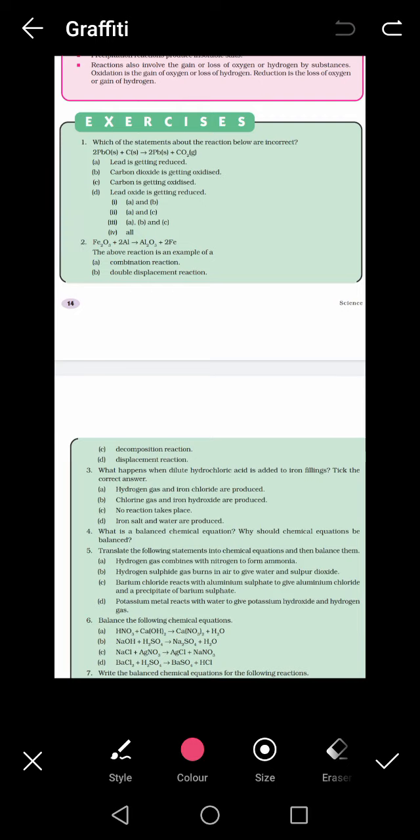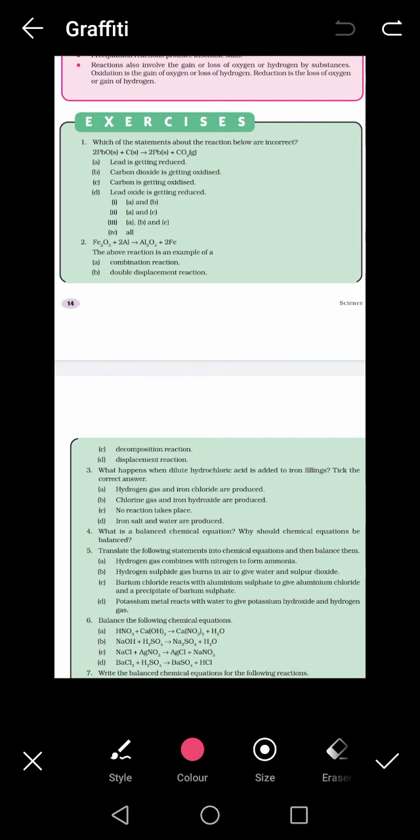Fe2O3 plus aluminum, when they react with each other, form Al2O3 and iron. So this is called a displacement reaction. Why? Aluminum is more reactive than iron, and that is why aluminum forms Al2O3 and removes iron from Fe2O3. That is why it is called a displacement reaction. Okay, then go to the next question.